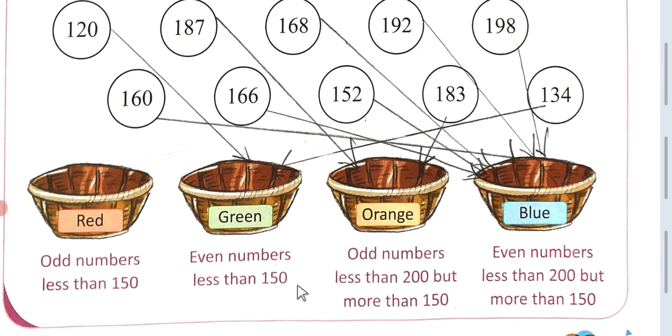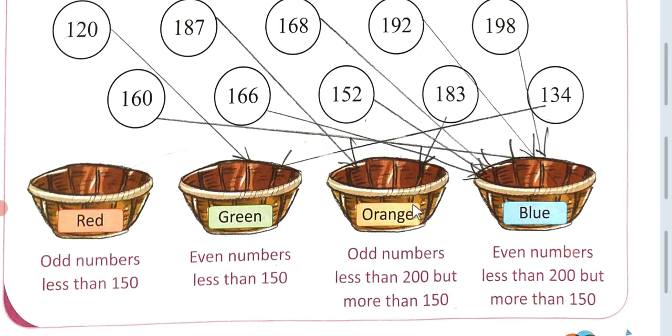Even numbers less than 150. So the even numbers are 120, which is less than 150, and only one more number comes here, 134. So these two numbers will come in the even numbers less than 150, that is the green color. You will color these circles with 120 and 134 with green color.